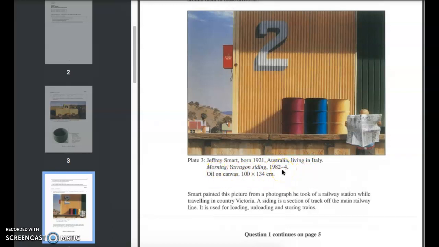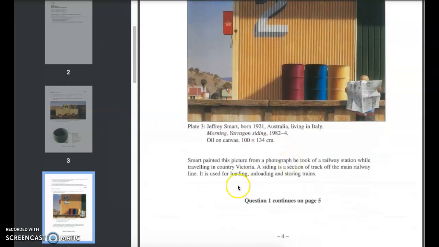What was happening in the 80s? That's what we need to think about. Why oil on canvas? What are the associations we can get from an artist that uses oil on canvas as opposed to acrylic on linen or acrylic on cardboard? What is oil on canvas to the world? Then they've even given you a little bit more information. Smart painted this picture from a photograph he took of a railway station while travelling in country Victoria.